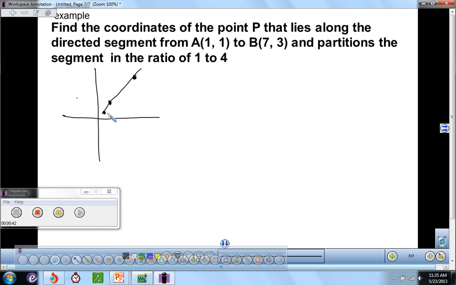So almost, because remember, we've got a total of 5 parts. So 1/5 of it is between A and point P, and then 4/5 of it is from P to B. So that would be 4/5. Alright.